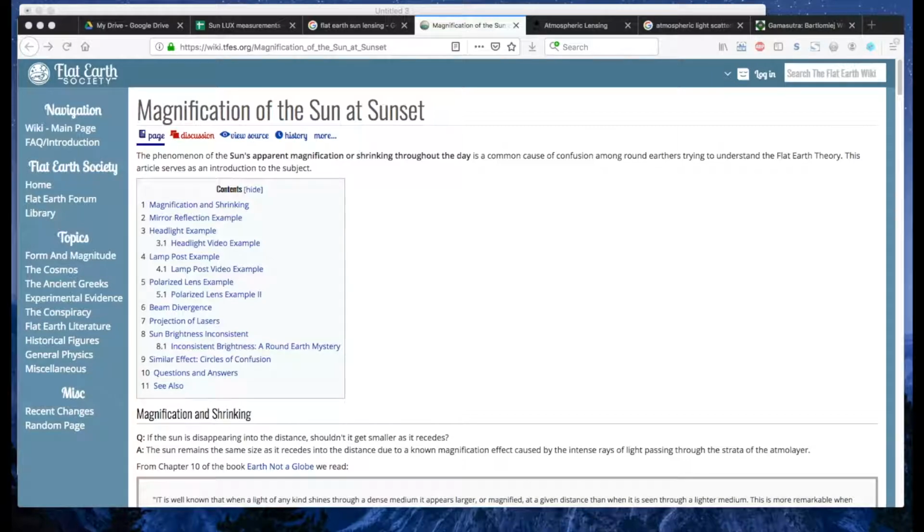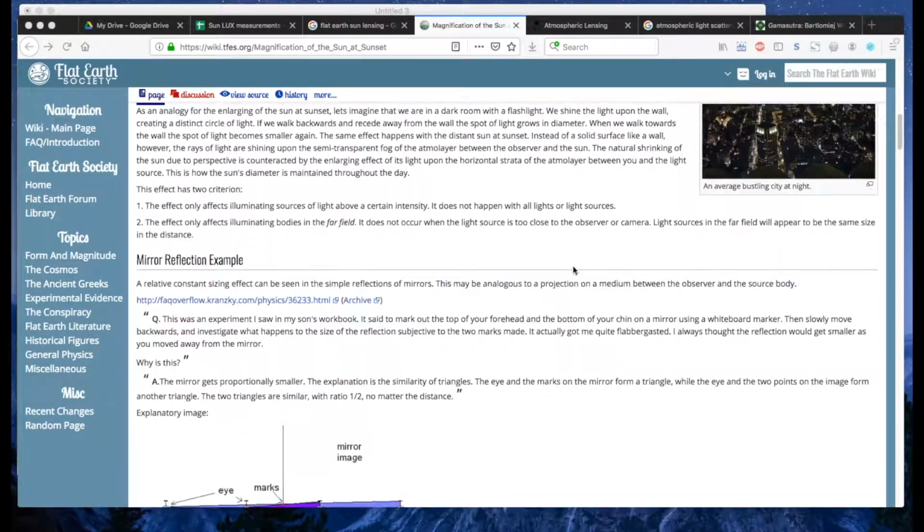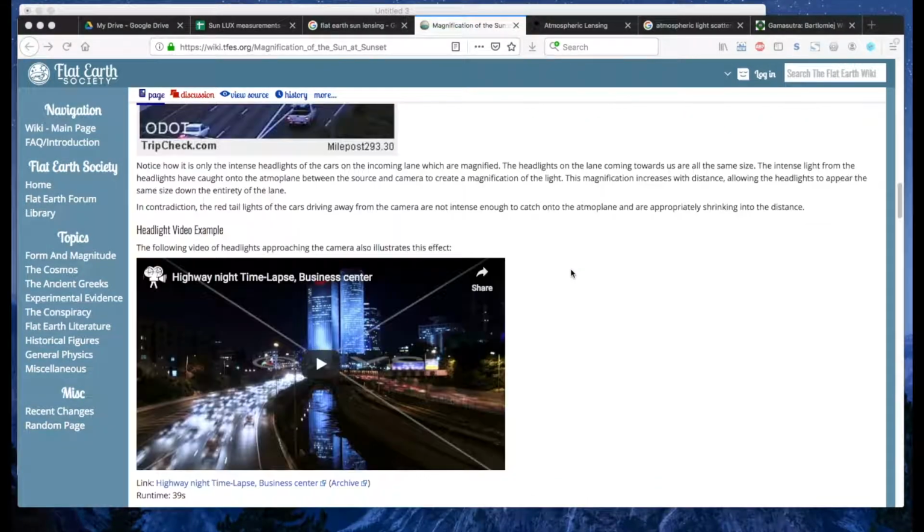But one of the counter arguments from flat earthers as to why the sun would stay the same size if the sun is local and moving away from you is that they will claim it's due to something like atmospheric lensing. They've got all kinds of weird theories for that. And so here's the page on the magnification of the sun at sunset on the Flat Earth Society, and they give all kinds of reasons.